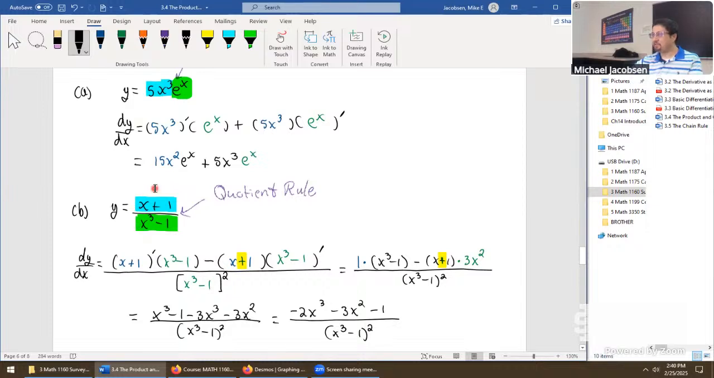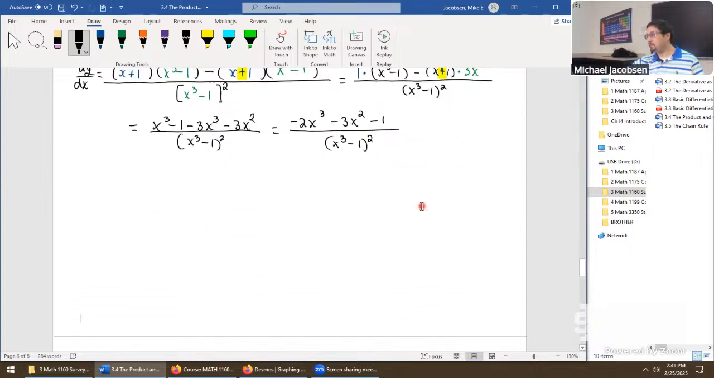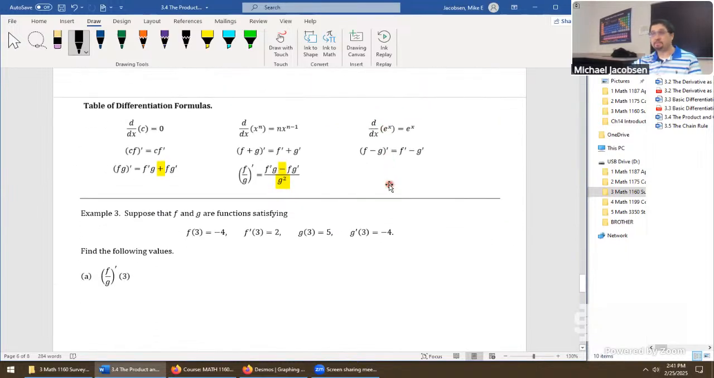It was in a nice simplified form when we started, but differentiating it, it really got more complicated pretty fast. Any questions at all, folks, on either the product rule here or quotient rule below? Okay, it's been a while since we took a look at these, so that's how both of those go. And next is this awesome table.